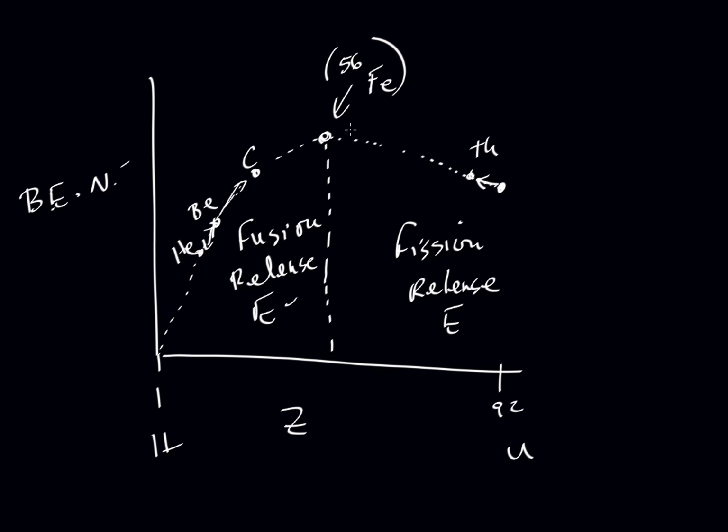If we have anything that's heavier than that, we can get energy by splitting the atoms apart. If we have anything that's lighter than iron-56, we can get energy by fusing the atoms together to make bigger atoms, but we get nothing out of iron itself. We can split it apart or fuse it together, and we would not get any energy out of those kinds of reactions because it has the highest binding energy per nucleon.